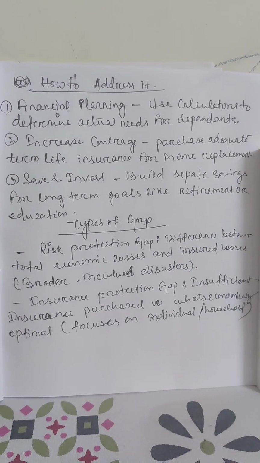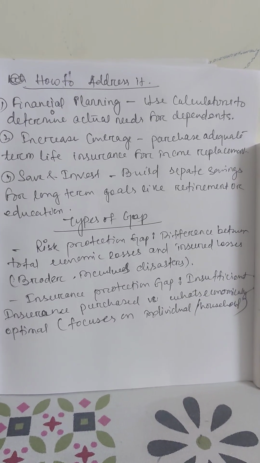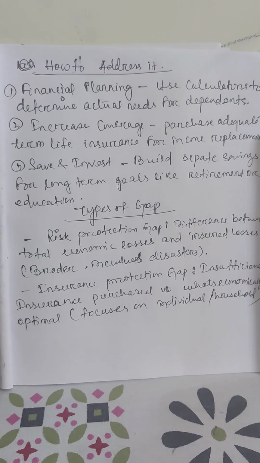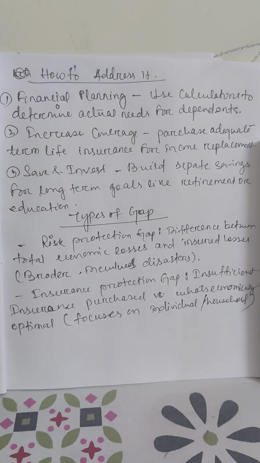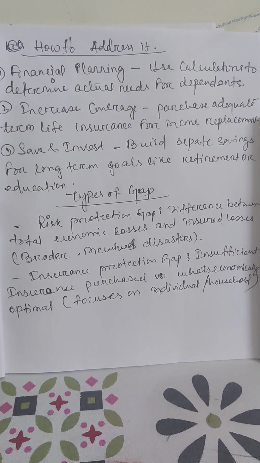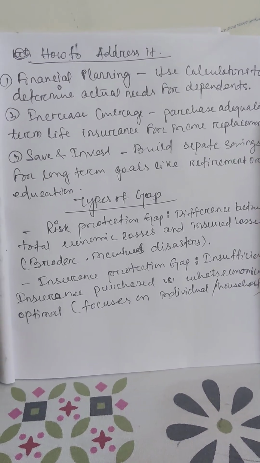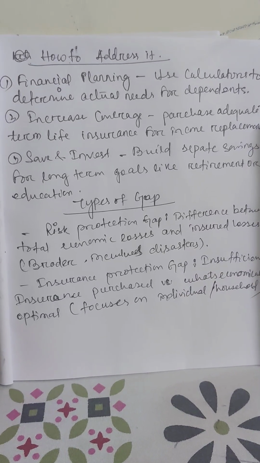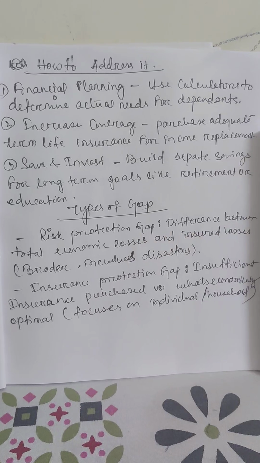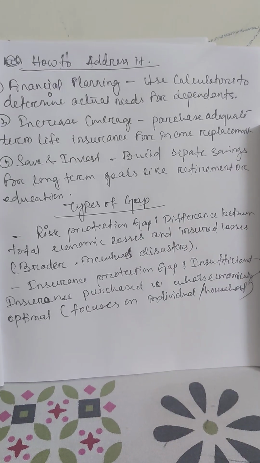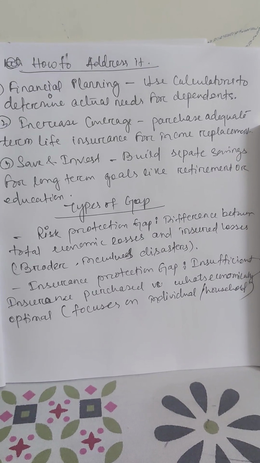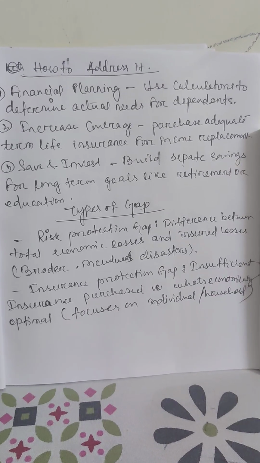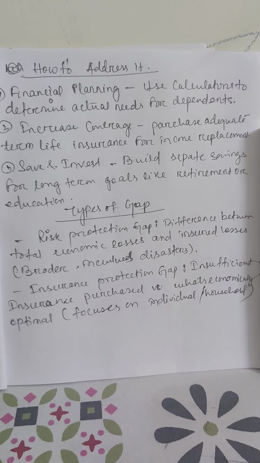Then how to address it, means how to overcome it. Like first, financial planning. Create proper financial planning. Use a calculator to determine actual needs for dependents. Then second point, you can say increase coverage. Purchase adequate term life insurance for income replacement. Third is save and invest. Build separate savings for long-term goals like retirement or education.